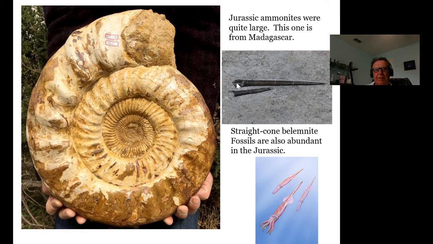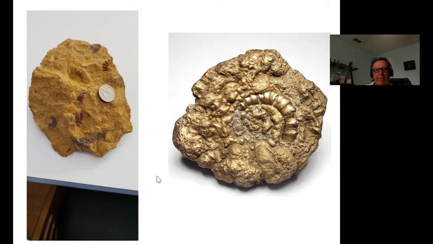There were also these straight cone belemnites, which are also very common in the Jurassic. You can see these are the straight cone nautiloids, and these were more the ammonitic type creatures. This is from the Jurassic in India. You can see here some smaller ammonites and a nickel here for scale. This is a Jurassic limestone from India that I collected. And of course, the really nice ones here, these are pyritized.